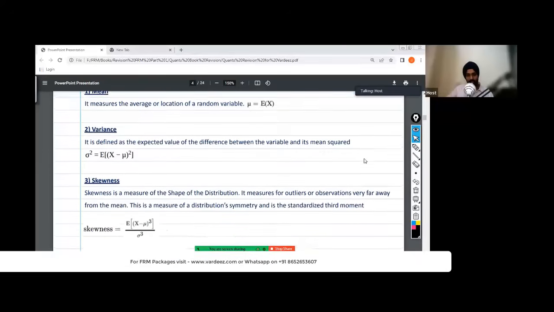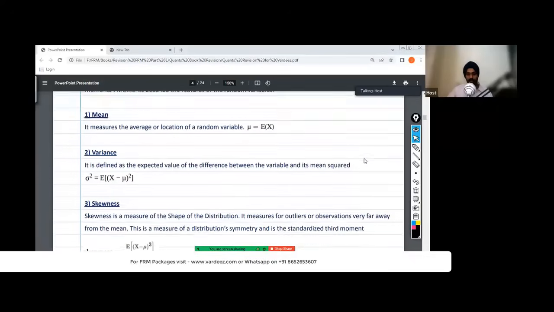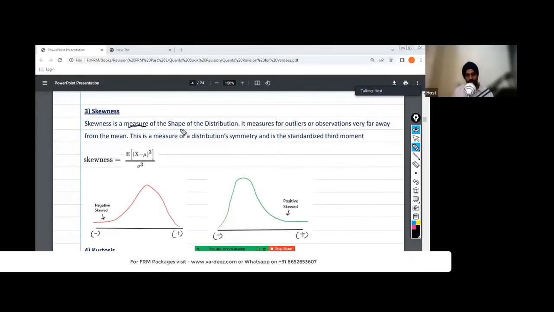What about the third moment? Essentially, we're describing our data, right? We're taking a center, the average value. We are seeing how dispersed our data is. And then we can also have something known as skewness, a measure of the shape of the distribution. Ideally, it measures for outliers or observations very far away from the mean.